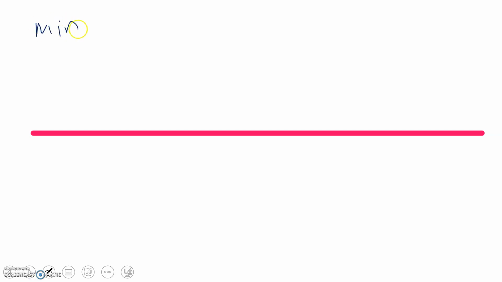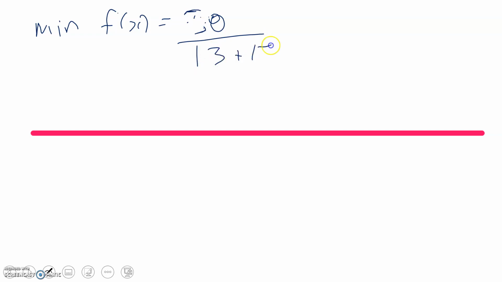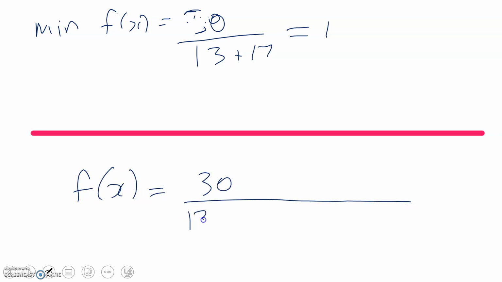Well, the min is where we have f of x is equal to 30 over 13 plus 17, which is equal to 1. So that will be the lowest possible value. The last thing that we have to do is to figure out where that happens. But let's just look at that function, and then we're going to sketch it to see where we get the max and the min.